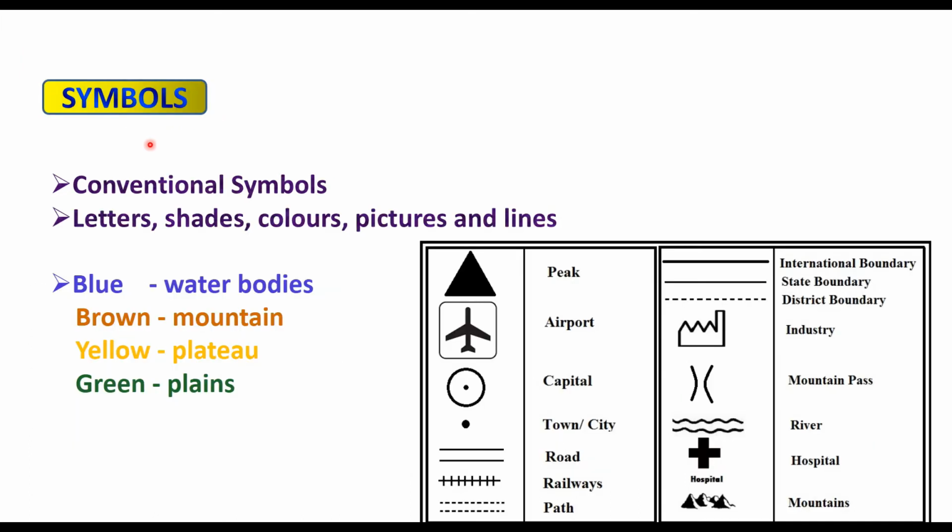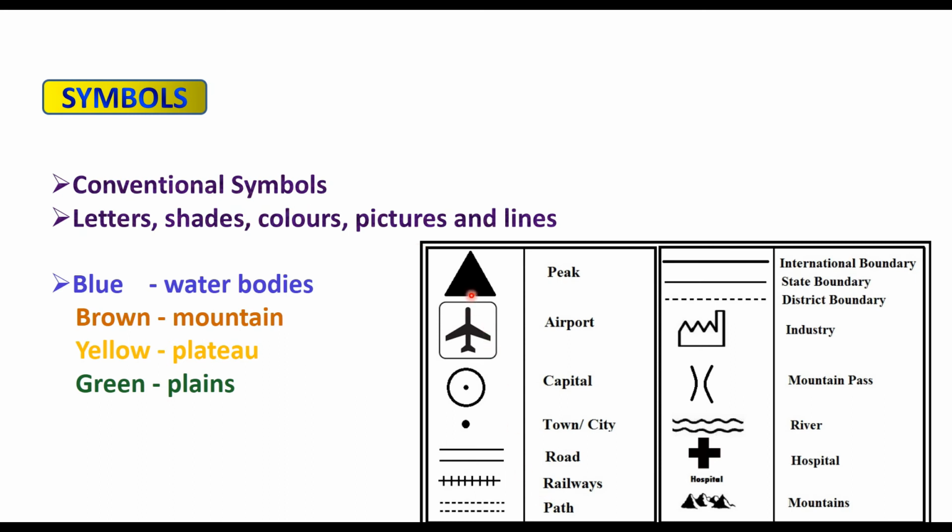The third important component of a map is symbols. We know it's impossible to draw bridges, roads, trees, etc. in a map. So they are shown using letters, shades, colors, pictures or lines. So maps become easier to read. Anyone using any language can understand these symbols, and thus maps use a universal language. There's an international agreement regarding the use of these symbols, so they are called conventional symbols.